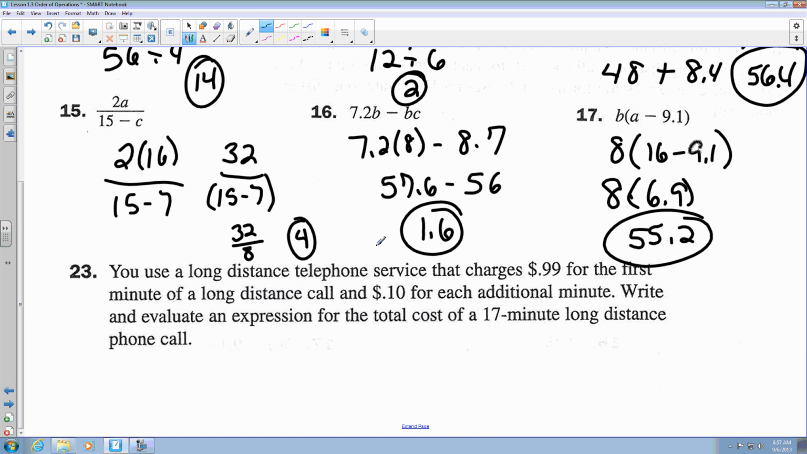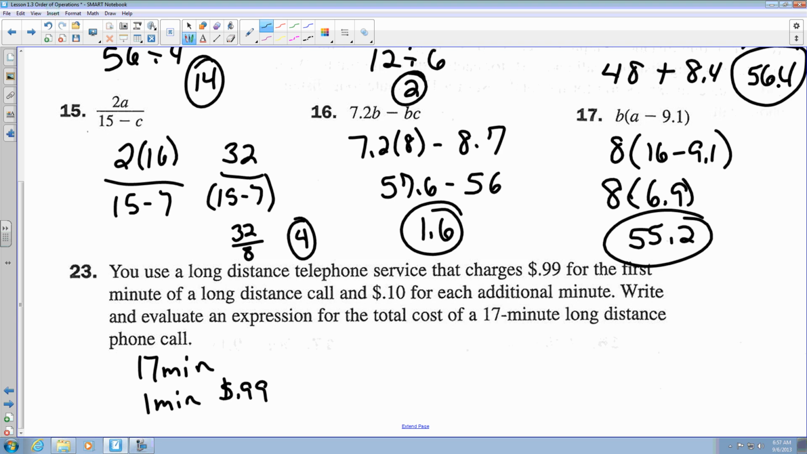Last thing is I got a story problem. The story problem states you use a long distance telephone service that charges 99 cents for the first minute of a long distance call and 10 cents for each additional minute. They want us to write and evaluate an expression for the cost of a 17-minute long phone call. So we know that the call is 17 minutes. They tell us for the first minute, it's going to cost 99 cents, and then after that, it's 10 cents for every additional minute.